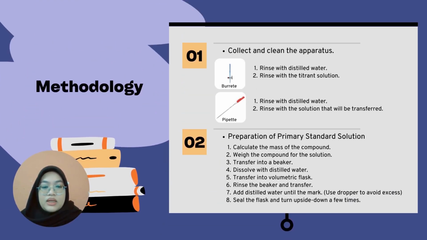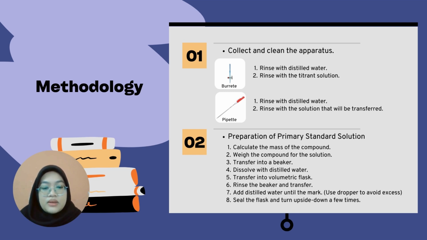First, you need to collect and clean the apparatus you will use. For example, for the burette, first you need to cleanse it with distilled water, and then you need to rinse it with the titrant solution. The same goes for the pipette, however, instead of using titrant solution, you will need to use primary standard solution.